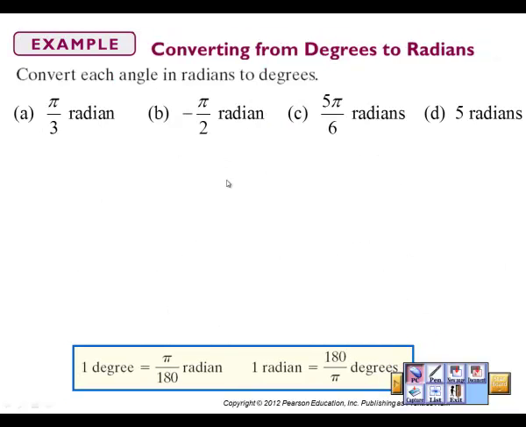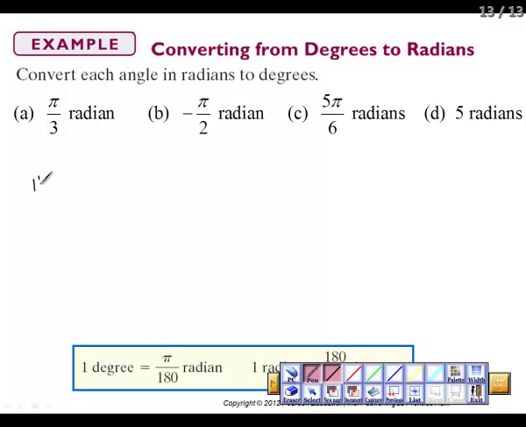Alright, now we're going to convert the angle from radians to degrees. So here we have pi over 3 radians. Now the radians, you can always put that with the pi. Now let's say it didn't have radians. Let's just say it had just pi. Well, there's no degree there, so it'd still be considered radians.